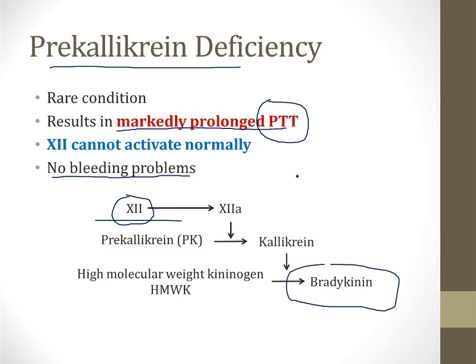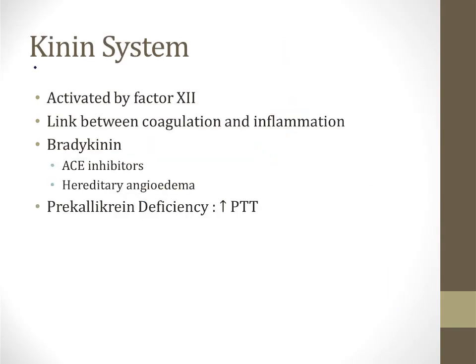The reason they don't have bleeding problems is because, like I told you before, factor 12 doesn't have a lot of physiologic significance. Its greatest significance is as a basis for the PTT blood test. So the kinin system can be very confusing. Its physiological significance is not entirely clear. It's still being studied. I've summarized on the screen some of the most important things for you to remember.